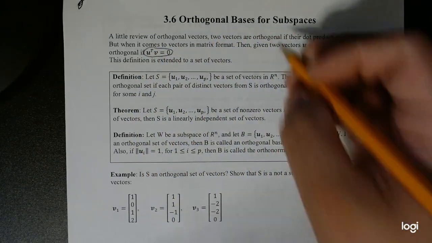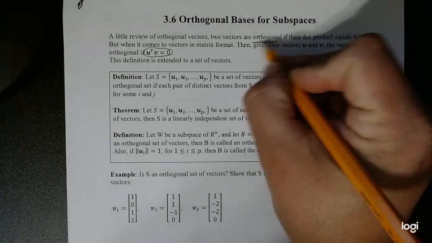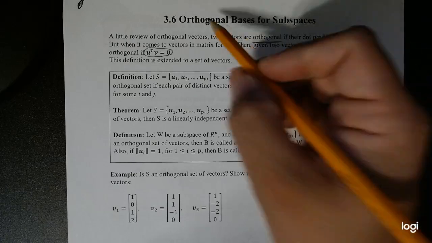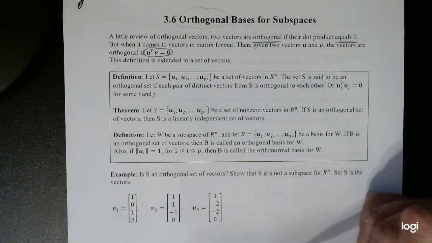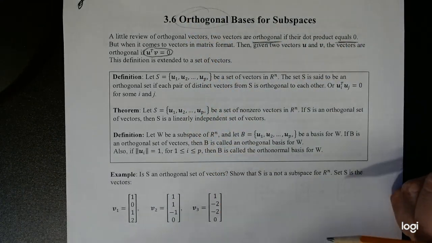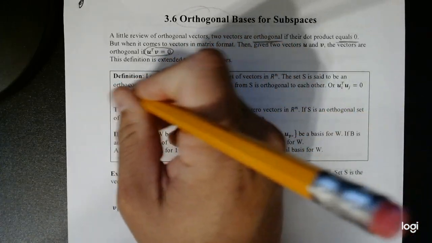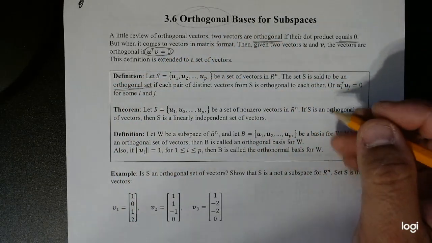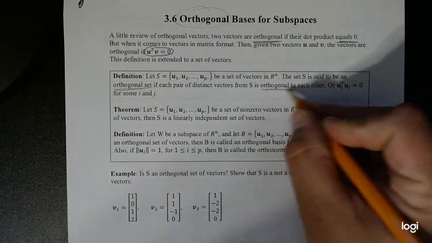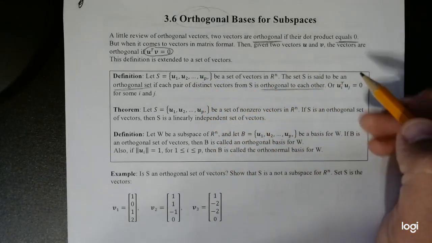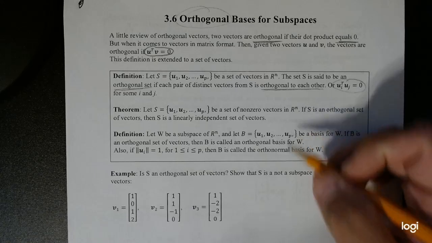So that was our brief introduction way back in the day, even in multivariable calculus. You saw that a little bit before. We'll get much more advanced on what this represents in this section. So first definition: let S be a set of vectors in Rn. Then the set S is said to be an orthogonal set if each pair of distinct vectors in S is orthogonal to each other. In other words, if every combination of the dot product of these vectors gives you 0, that's what's called an orthogonal set.